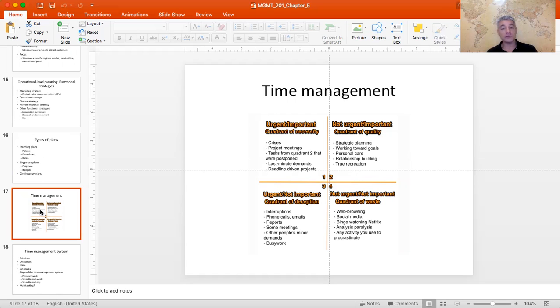So you have a lot of flexibility. You can move things around as long as you don't really neglect that quadrant. So this is called the quadrant of quality.